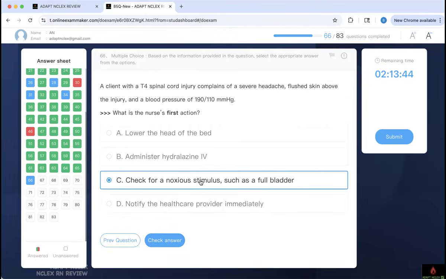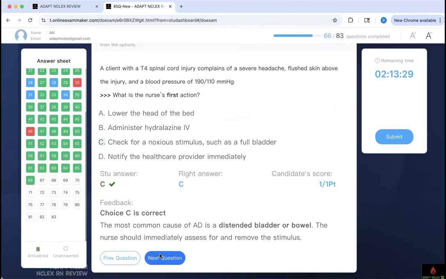Find what is causing the problem. Stimuli: bladder, rectum, remove restrictive clothing. You raise the head up. Then you let the doctor know. If they don't get better, advocacy. But what is the first action? The first action is what you do.